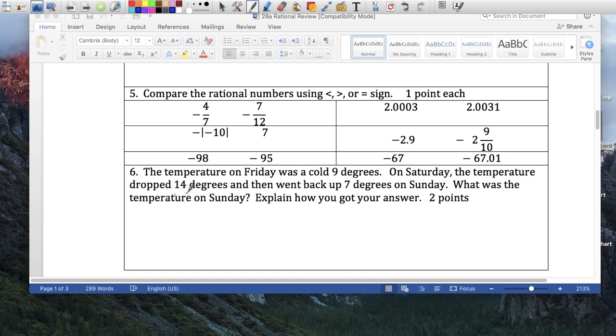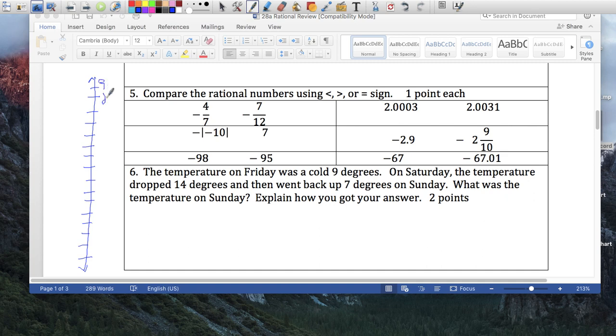Okay. The temperature on Friday was a cold 9 degrees. On Saturday, temperature dropped 14 and then went back up by 7. What was the temperature Sunday? So again, we're doing the same question with different numbers. So I like the thermometer if you want to draw the thermometer. Okay, so I want 9, 8, 7, 6, 5, 4, 3, 2, 1, 0, negative 1. Let's see if that's enough.